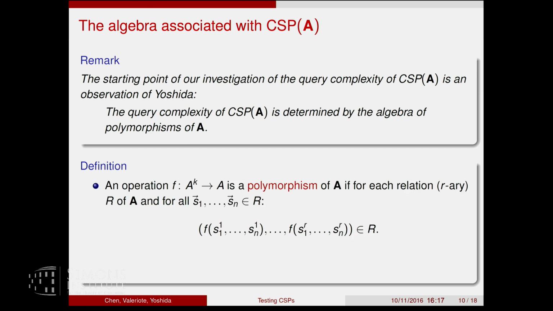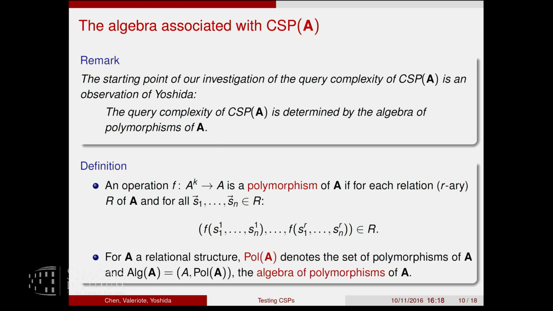So I won't go into this in too much detail, but a polymorphism, or what we've been calling a symmetry, is a function on the domain of the template that preserves each of the relations in this sense. Another way to see this is that these are functions that are homomorphisms from A to the k, for some k, into A. Again, they're symmetries of the template. So we gather together all these polymorphisms, and we get an algebra.